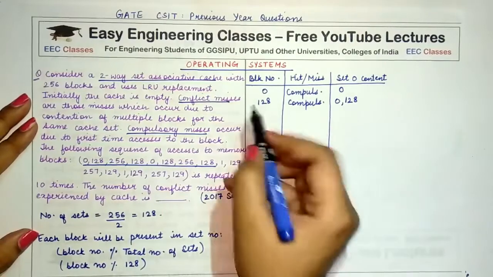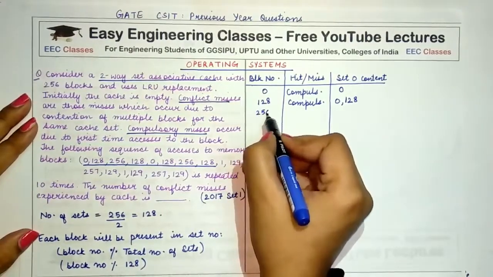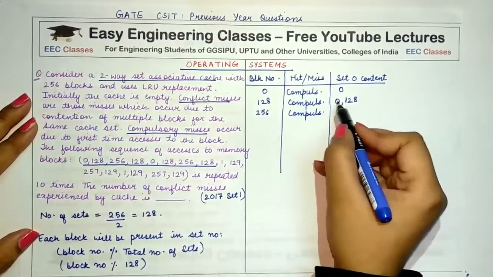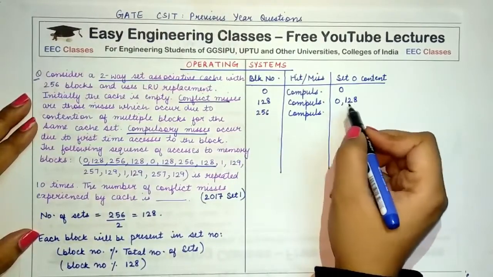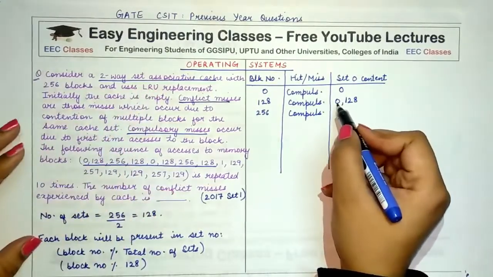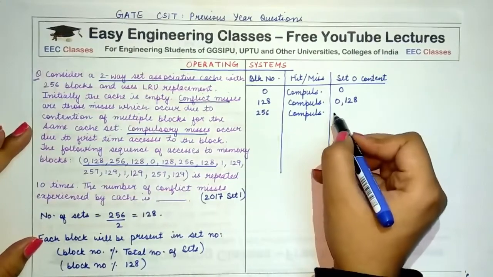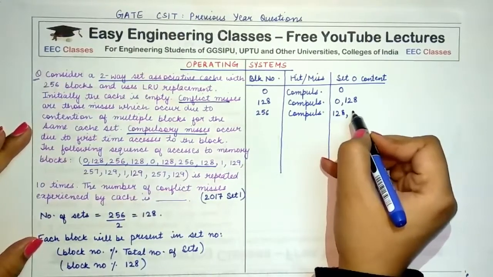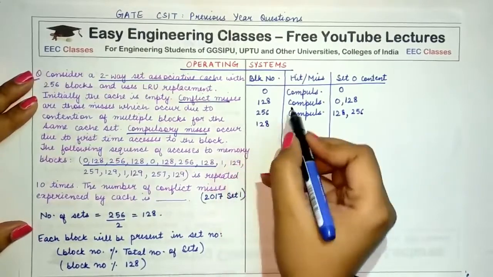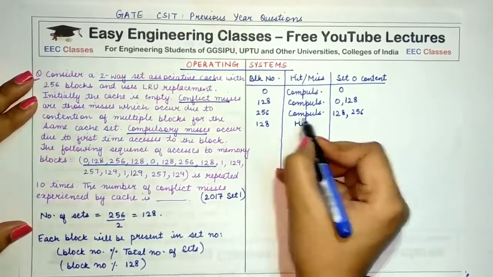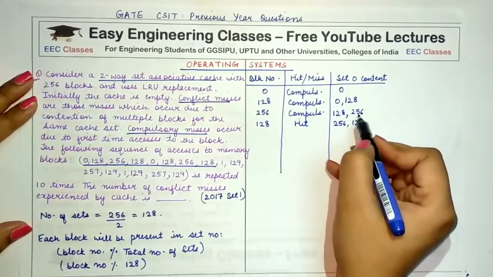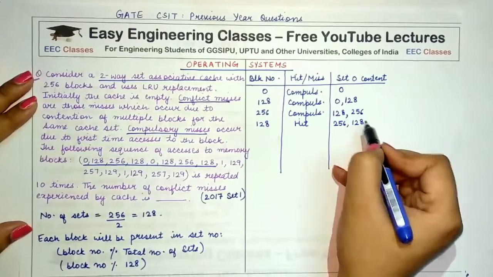So now when the next block, that is 256, which will again cause a compulsory miss, is brought in, one of them has to be replaced. And which one would be replaced? The one which was least recently used. Least recently used is 0. So the contents would become 128 and 256. Next comes 128. 128 is present already in the set, so it is a hit, but the order changes because now the least recently used is 256.